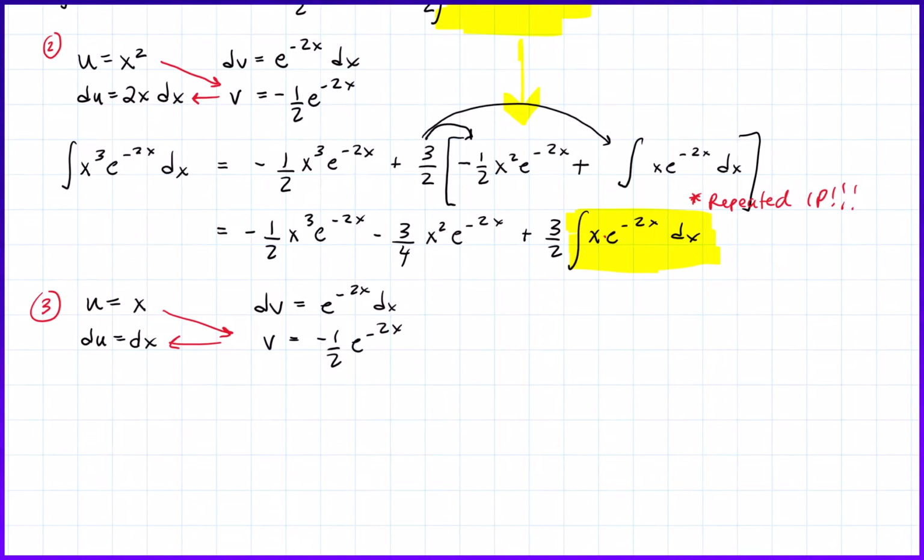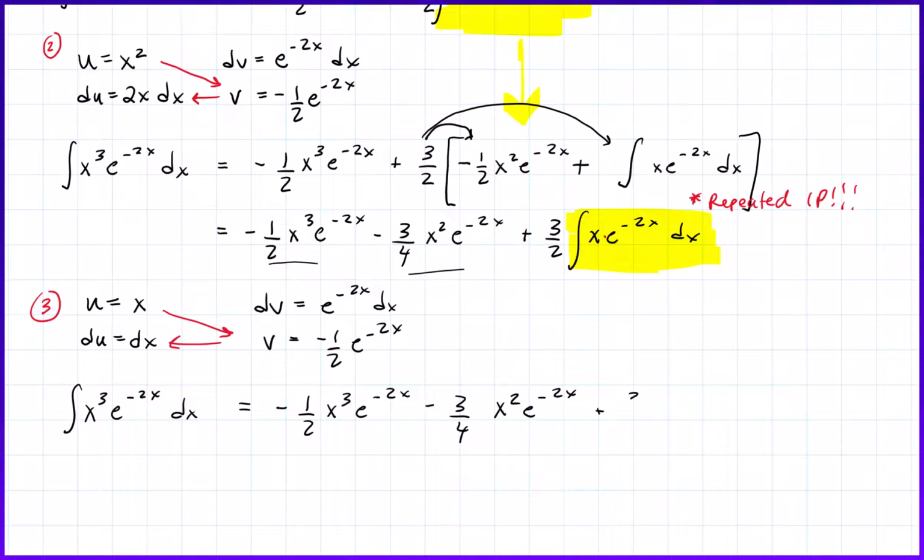And again, I'm going to go back to the original. The integral of x cubed e to the negative 2x dx is now equal to, I'm going to carry these two terms down from above, minus 1/2 x cubed e to the negative 2x, minus 3/4 x squared e to the negative 2x, plus this time we have 3/2 times, and now the integral is going to become u times v. So we get minus 1/2 x e to the negative 2x, minus the integral of v times du. So that becomes minus 1/2 e to the negative 2x dx.